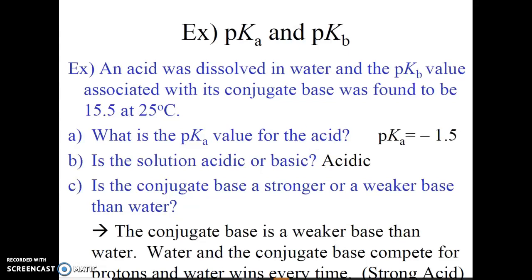In the next video clip, we will take a look at some examples of calculating pH for weak acid solutions and weak base solutions, and then in the final video clip, we'll look at those polyprotic acids.